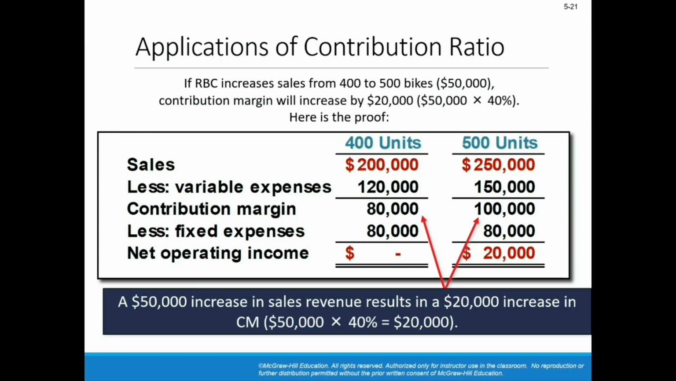Okay, so now if the company, if RBC increases sales from 400 to 500 bikes, my net operating income will increase by a CM unit multiplied by 100 units. These 100 units are the increase from 400 to 500. So my CM unit, I know that it's $200 multiplied by the 100 units. This will give me an increase in my net operating income by $20,000.